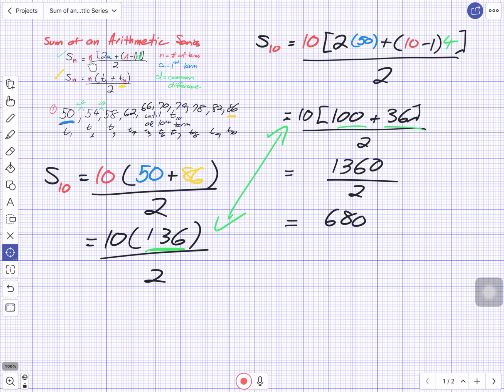So we need to know the number of terms, and we either need to know the first term and the common difference, or we need to know the first term, so you've got to know the first term for both, and what the last term is. And as long as you have any combination of those, you can figure out essentially what the sum is. Okay? All right.